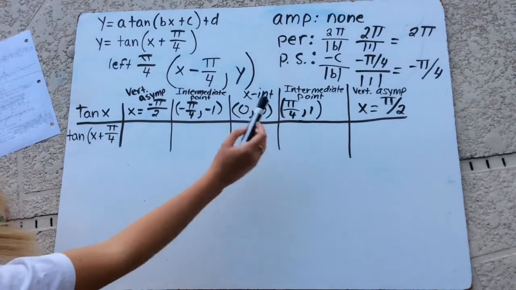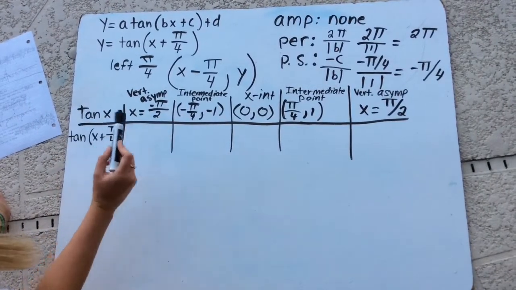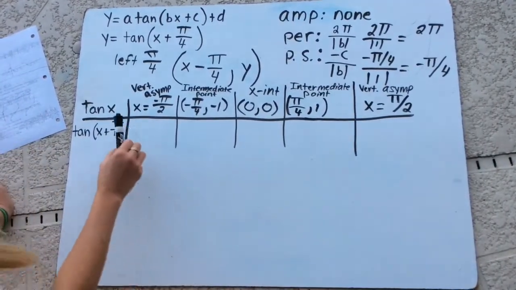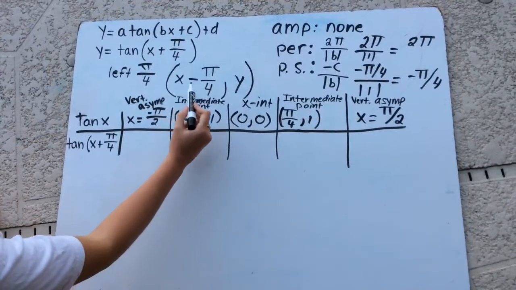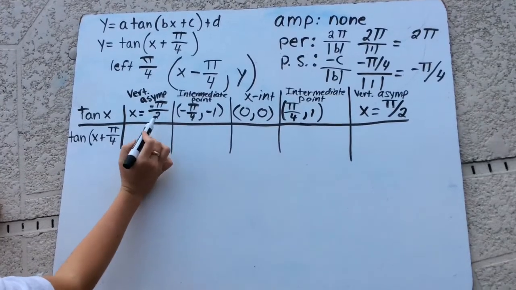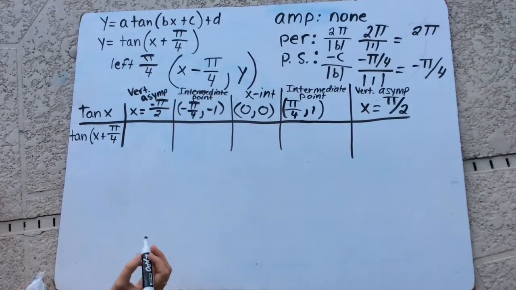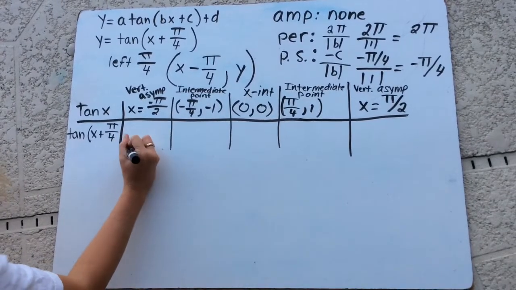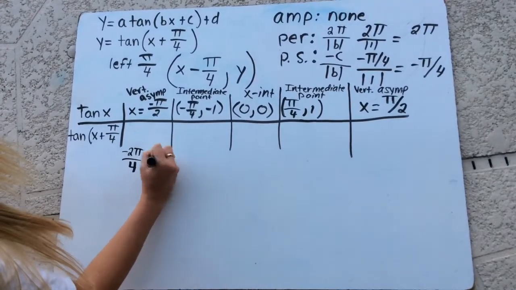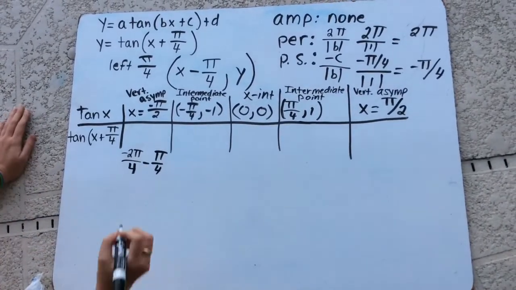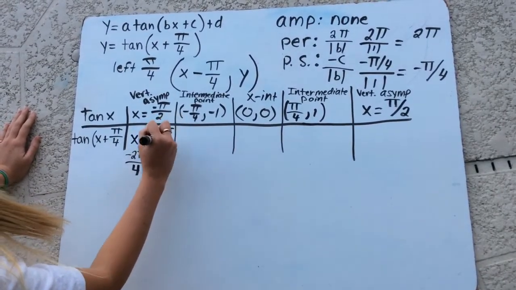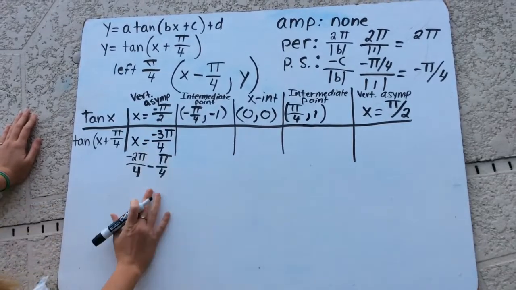Above are the values of the parent graph of tan x. There are 2 vertical asymptotes and 3 points in between to represent the tan graph. Using x minus pi over 4, y as a guide, we can plug negative pi over 2 in for x. Negative pi over 2 is also negative 2 pi over 4 minus pi over 4. This gives us x equals negative 3 pi over 4. This is our first asymptote.